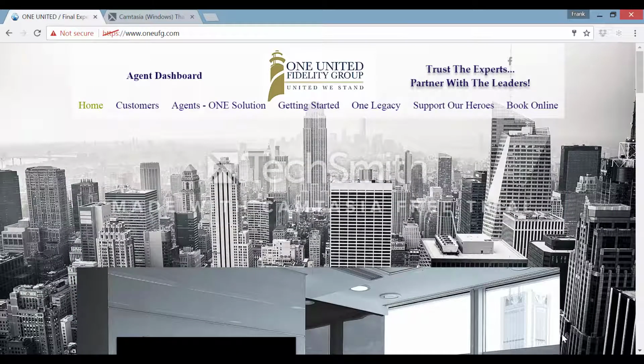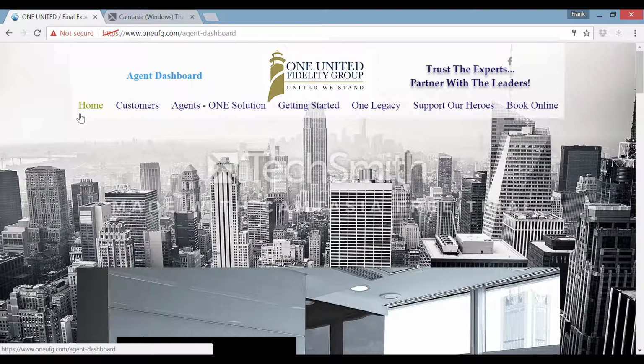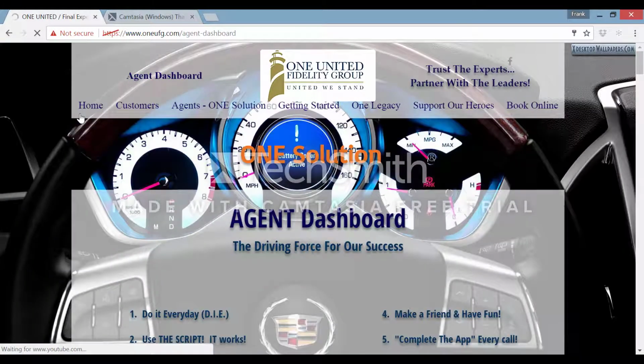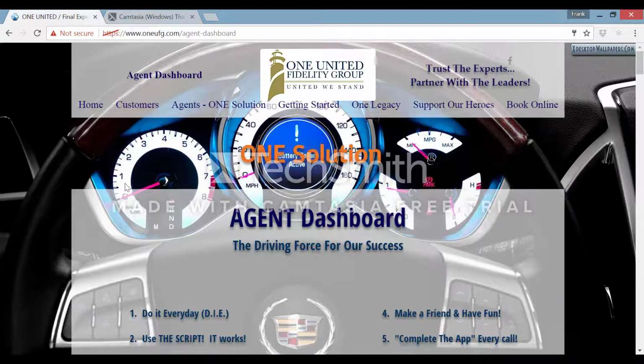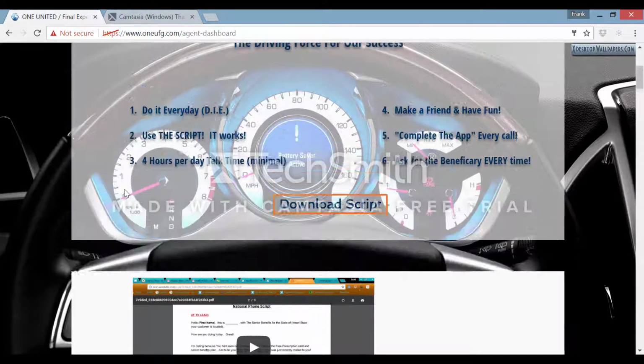One thing that's new is if you click up on the agent dashboard at the top here, that's a quick link right to the agent dashboard. It is functional. Once you get to the front page of the website, click on the agent dashboard, and this is the main hub for everything that you're going to need while you're working here at One United. We've tried to put everything in one location to make it easy.